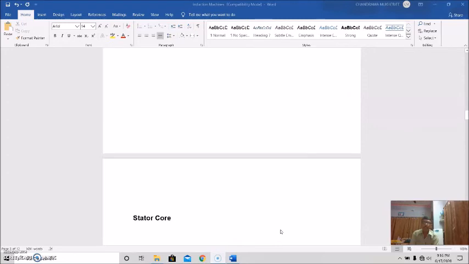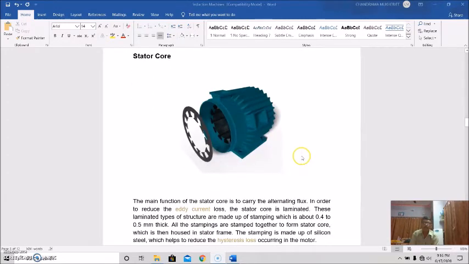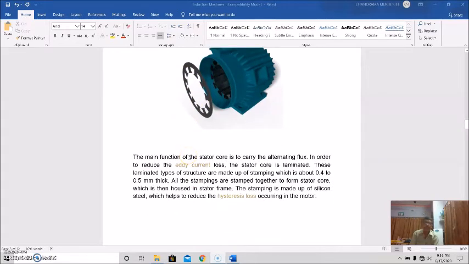And so that's all about the stator frame. Now come to stator core. So this is the stator frame, and this is stator core. So this is the stamping. The main function of the stator core is to carry the alternating flux. So in order to reduce eddy current loss, the stator core is laminated.